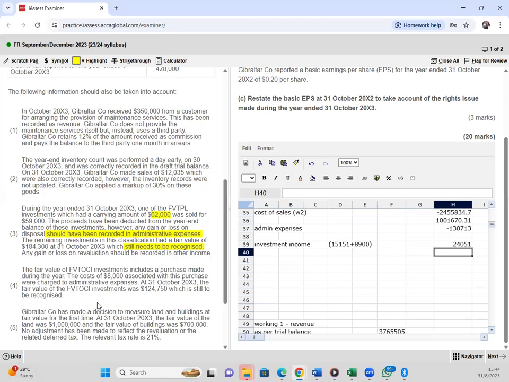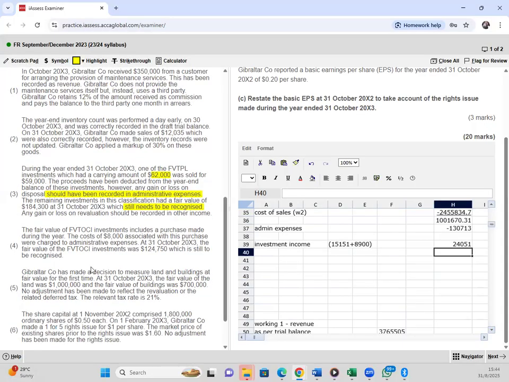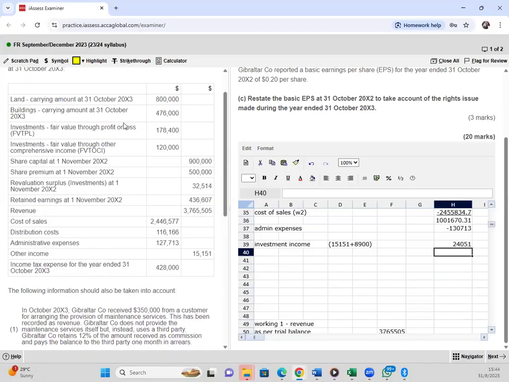Even without using that statement, if it's fair value through profit and loss, it means the gains we take to other incomes. I think item 3, we have looked at it. Now let's look at item number 4. The fair value through other comprehensive income. That's another investment.